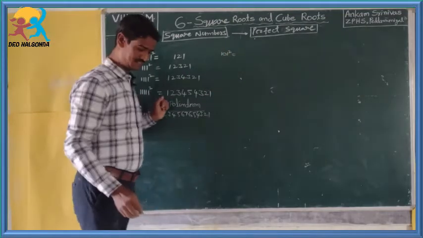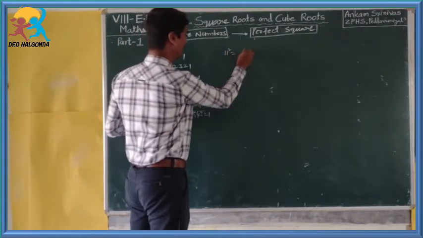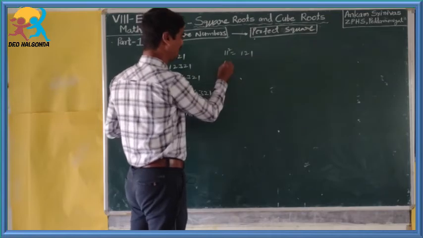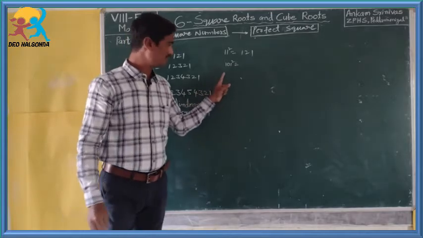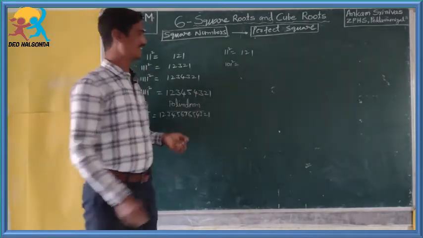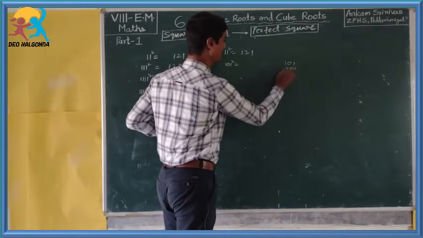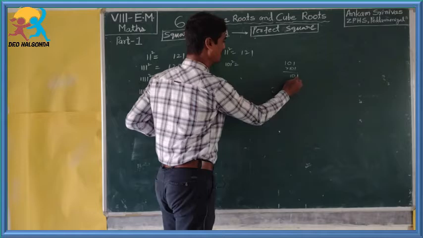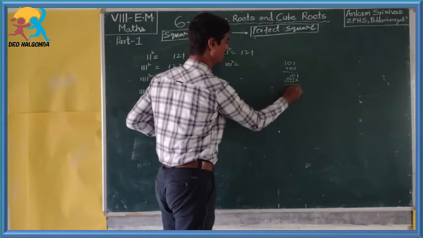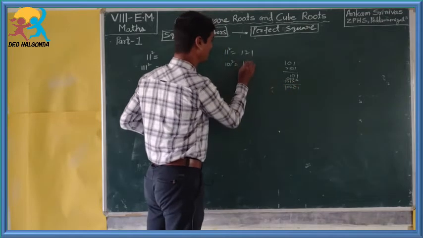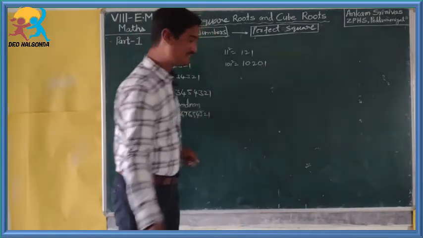Next, observe the other pattern here. 101 whole square. First write the 11 square, 121. Now 101 whole square. 101 whole square means 101 into 101. We get 10201.